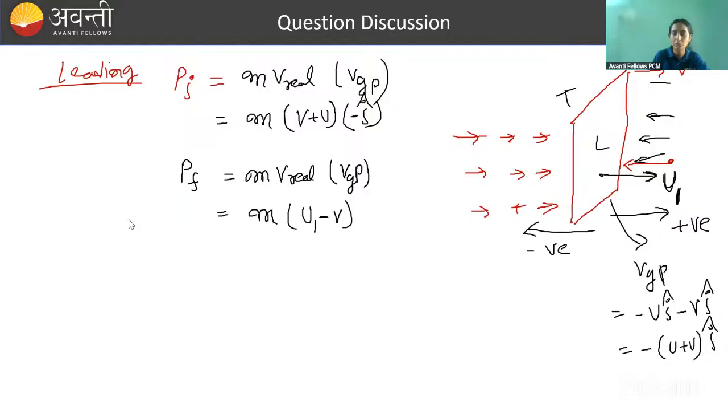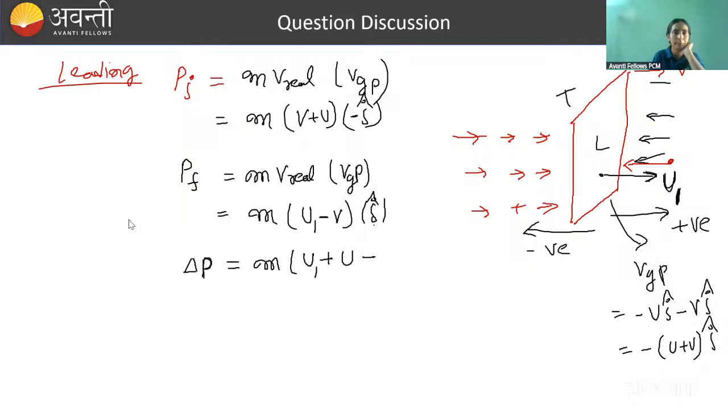If you write the change in momentum here, you can clearly write that delta P has to be equal to how much? Tell me. The final is in the I cap direction, so this minus this you will be doing. Subtract m times u1 minus v, minus minus will become plus. So u1 plus u, minus.